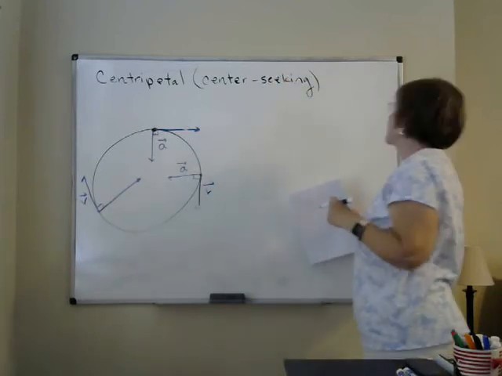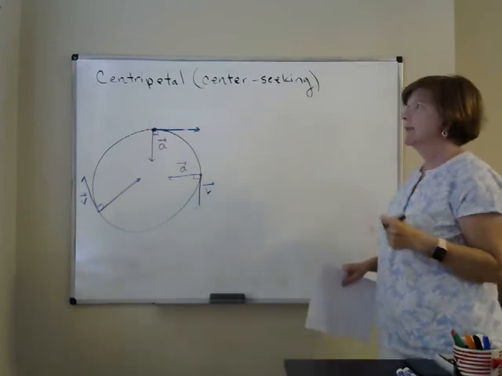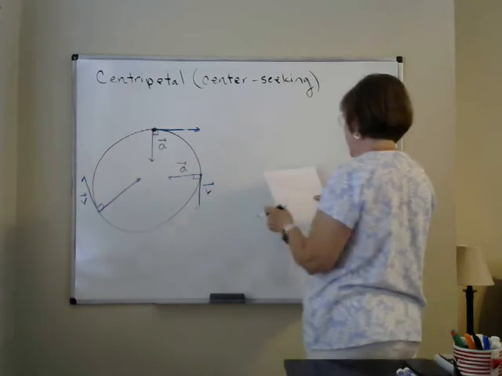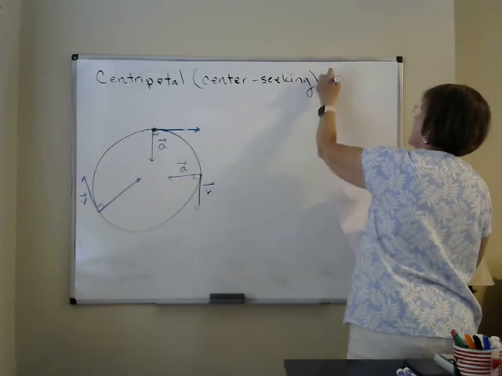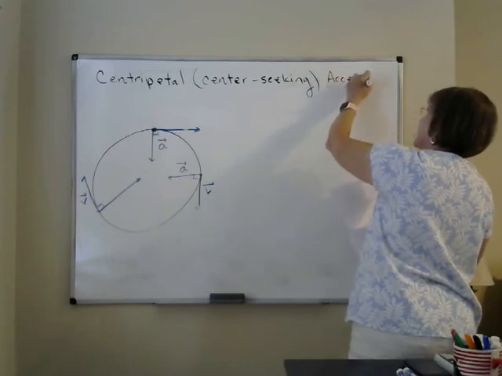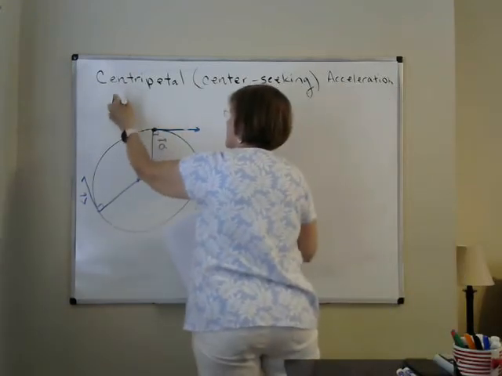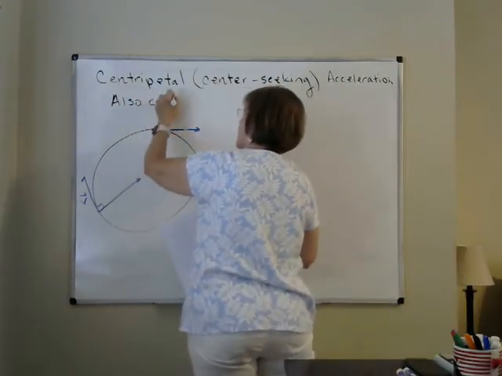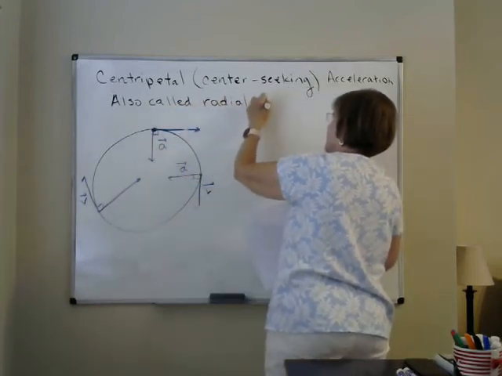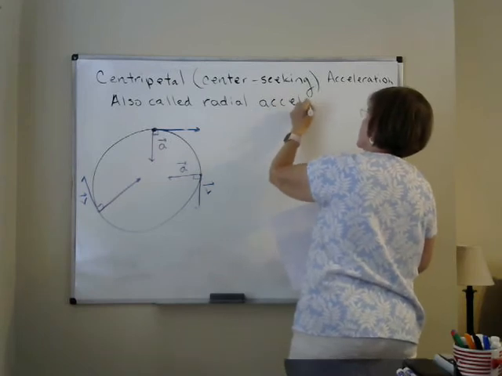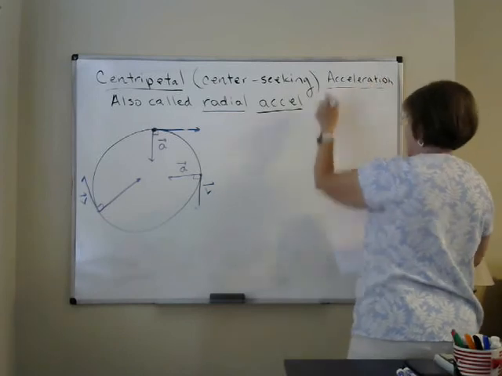Don't mix it up with the word centrifugal. You've probably heard the word centrifugal. That would mean center fleeing. This is center seeking. The acceleration actually points towards the center. This is also called radial acceleration. So we have centripetal or radial acceleration.